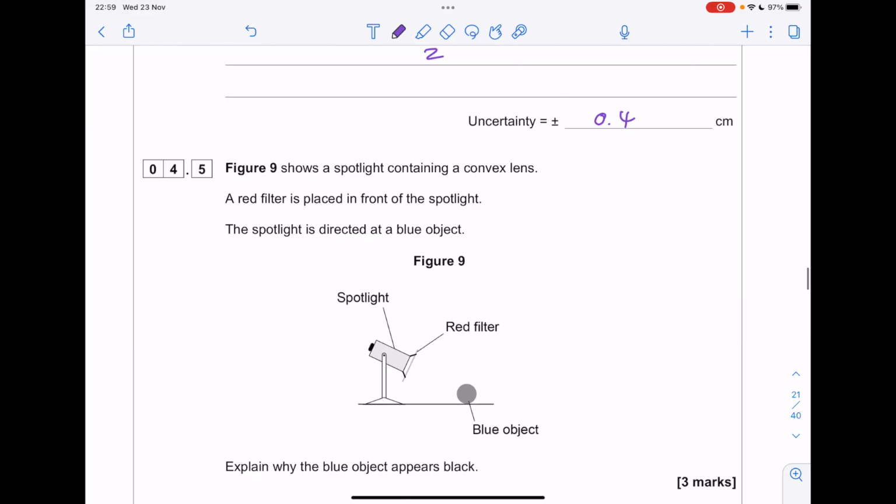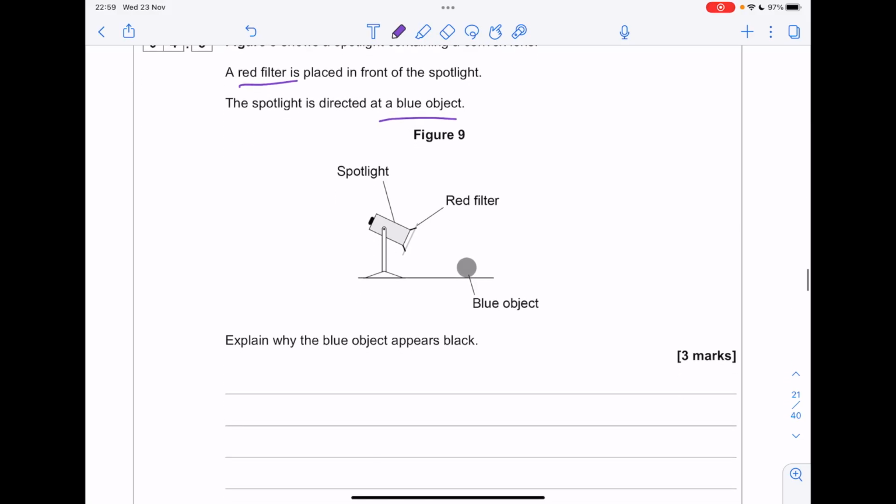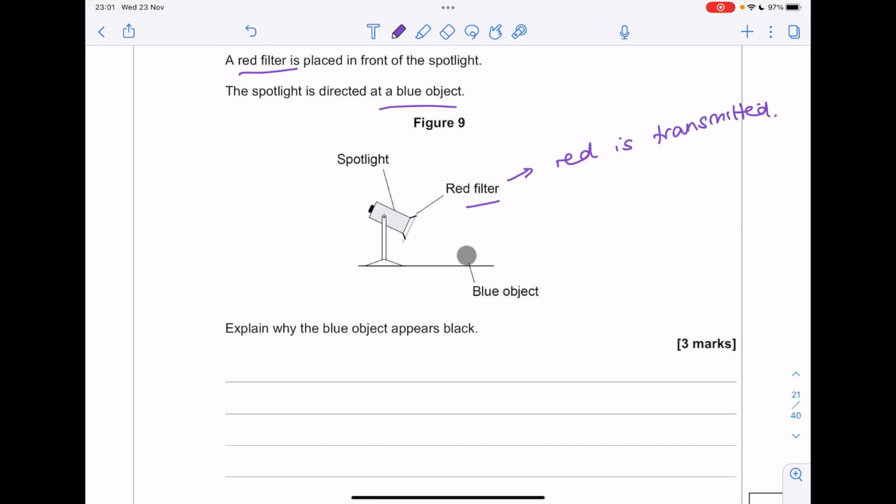Figure 9 shows a spotlight containing a convex lens. A red filter is placed in front of the spotlight. The spotlight is directed at a blue object. Explain why the blue object appears black. The red filter allows only red to be transmitted, but the blue object absorbs all colours apart from blue. So because only red is being transmitted through the filter, it's therefore absorbed by the blue object, which is why it appears black, because no colours are reflected.